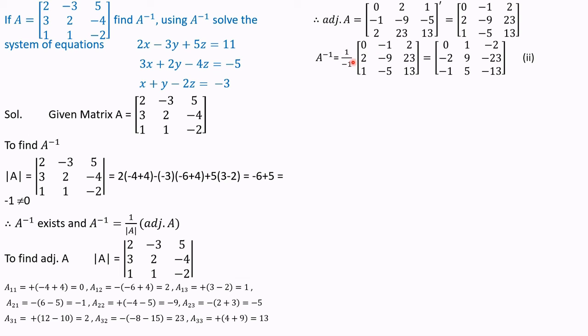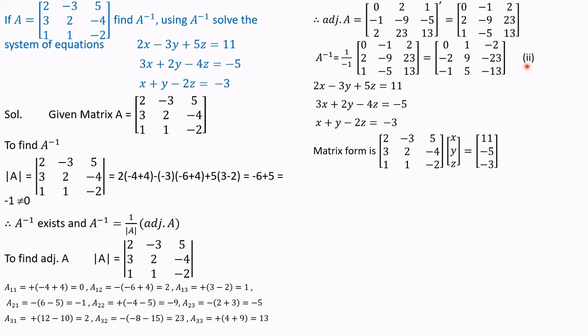So 0 by minus 1 is 0. Minus 1 by minus 1 is plus 1. 2 by minus 1 is minus 2. 2 by minus 1 is minus 2. Minus 9 by minus 1 is plus 9. 23 by minus 1 is minus 23. 1 by minus 1 is minus 1. Minus 5 by minus 1 is 5. 13 by minus 1 is minus 13. Let it be equation 2.